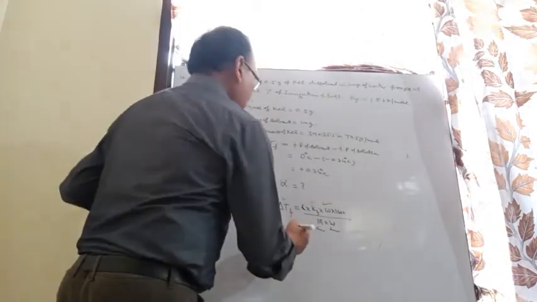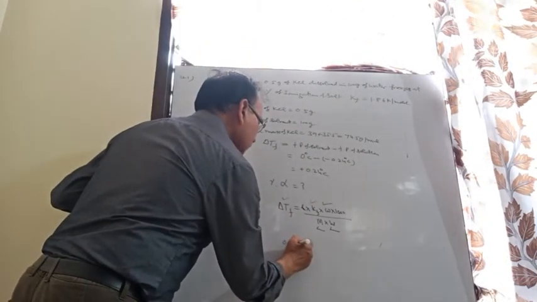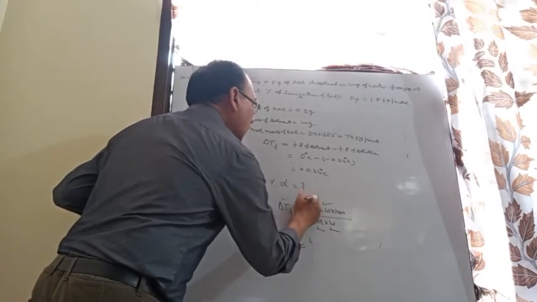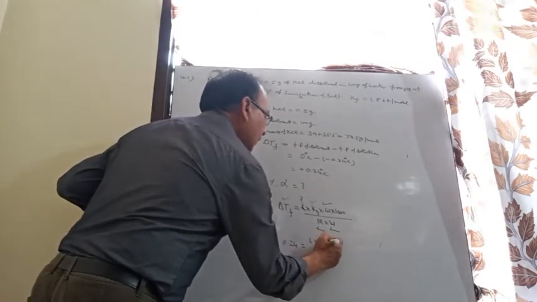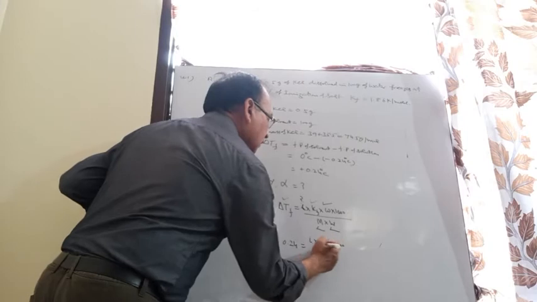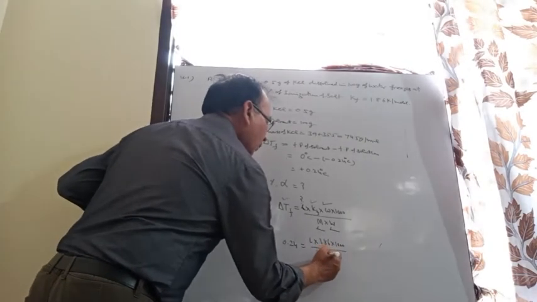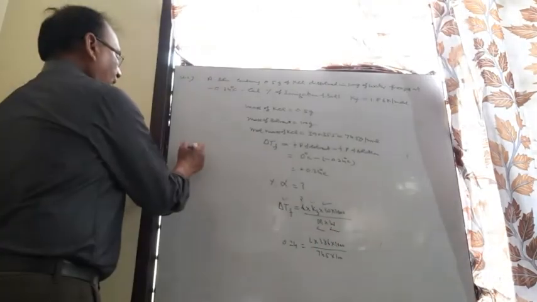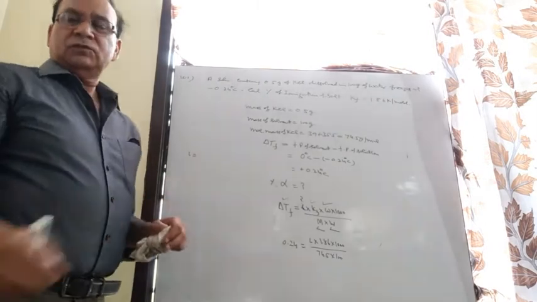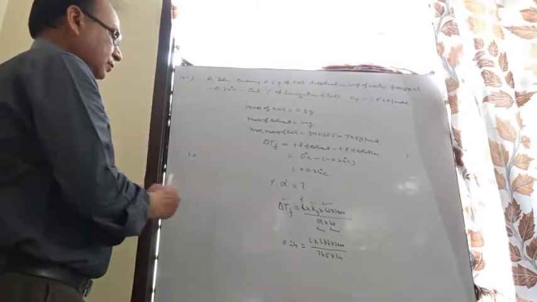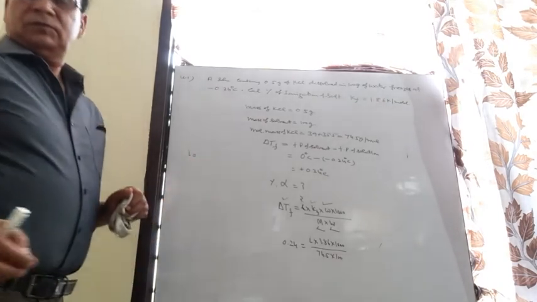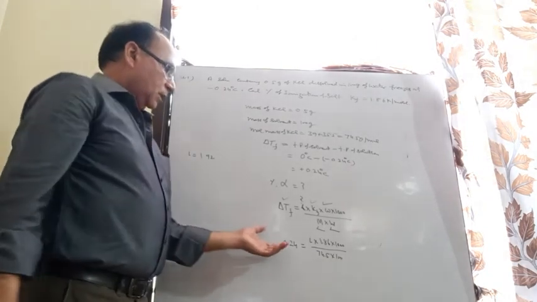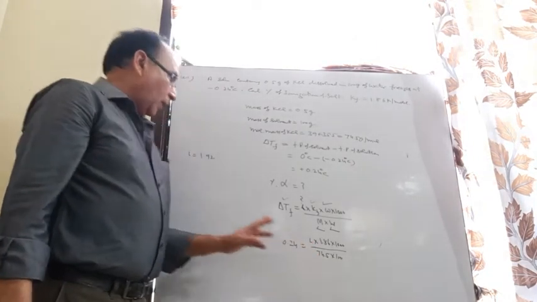So after substitution, 0.24 equals i, which is to be calculated, into Kf 1.86 into 1000 divided by 74.5 into 100. The value of i in this case is obtained as 1.92. So after calculation, we get the value of i as 1.92.